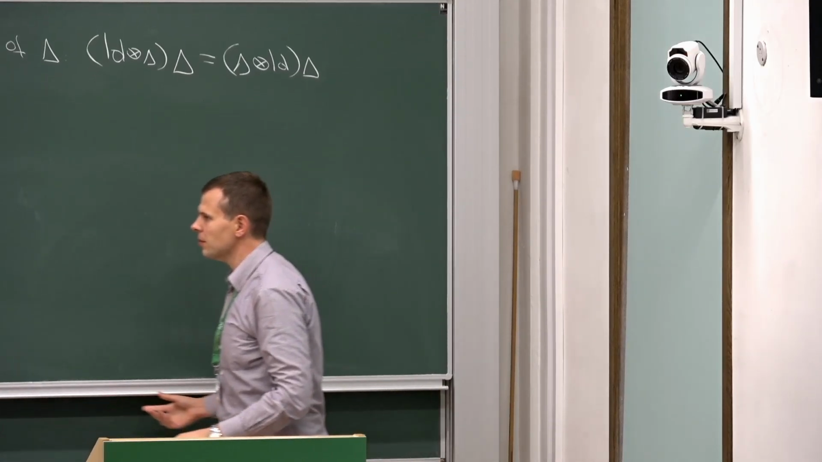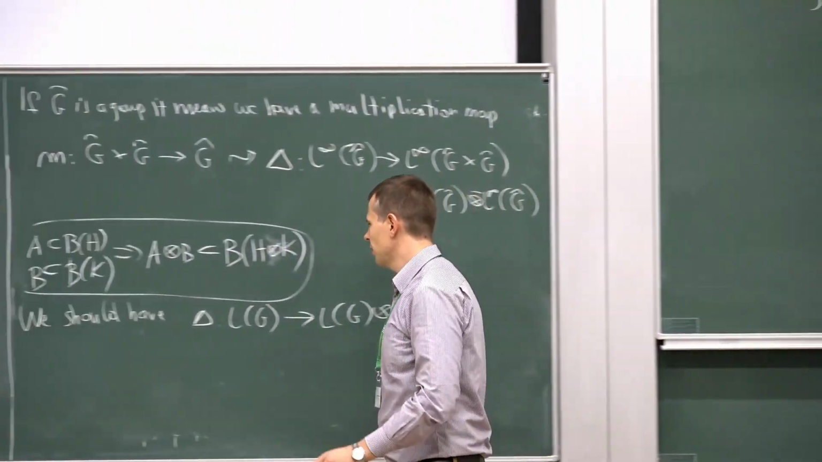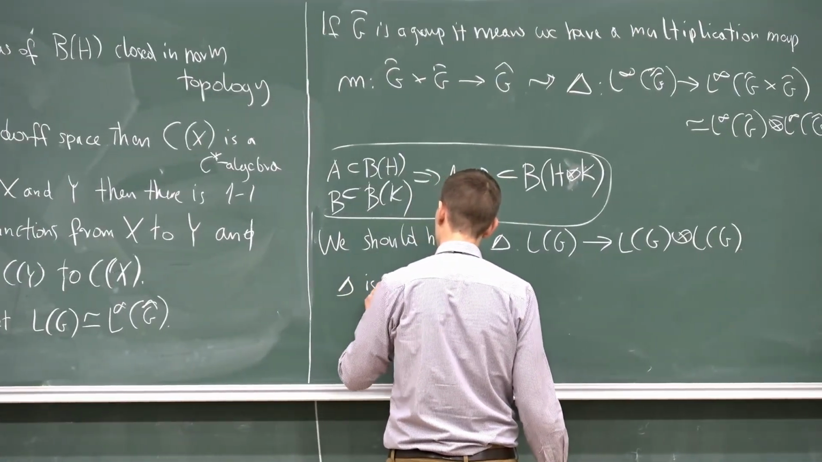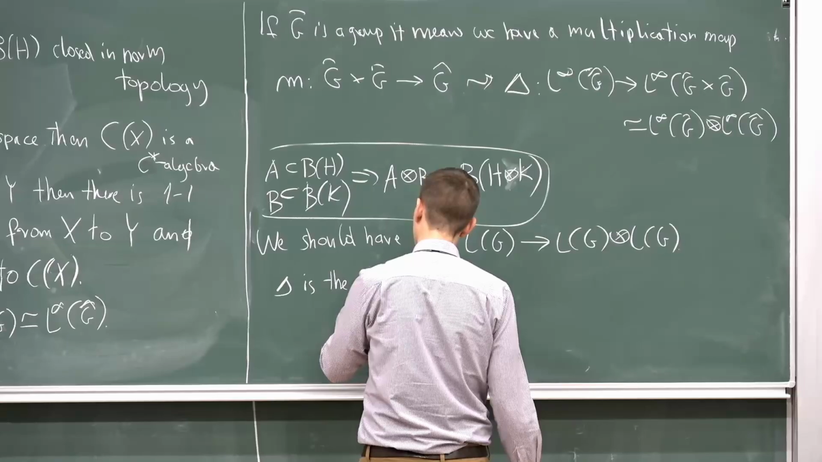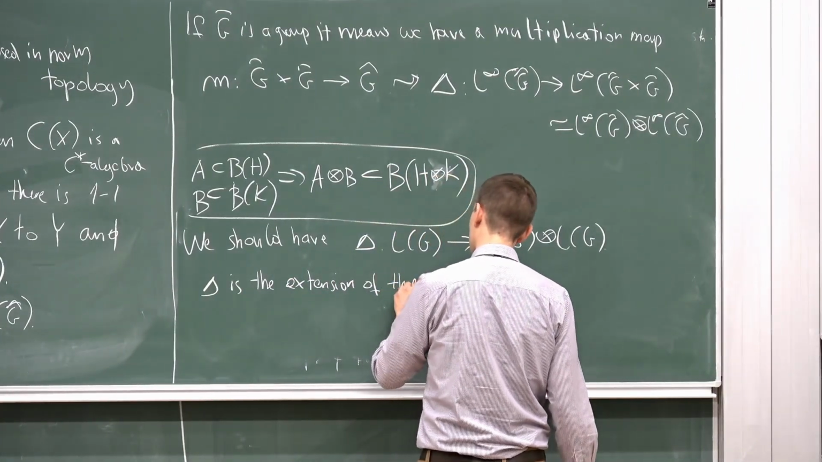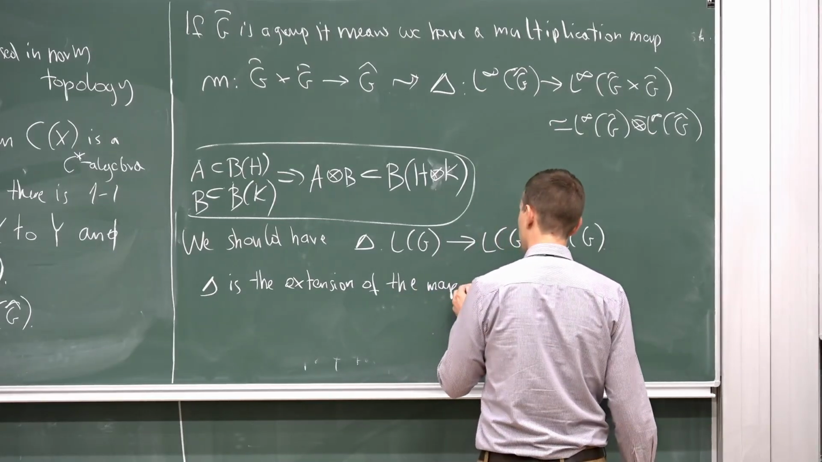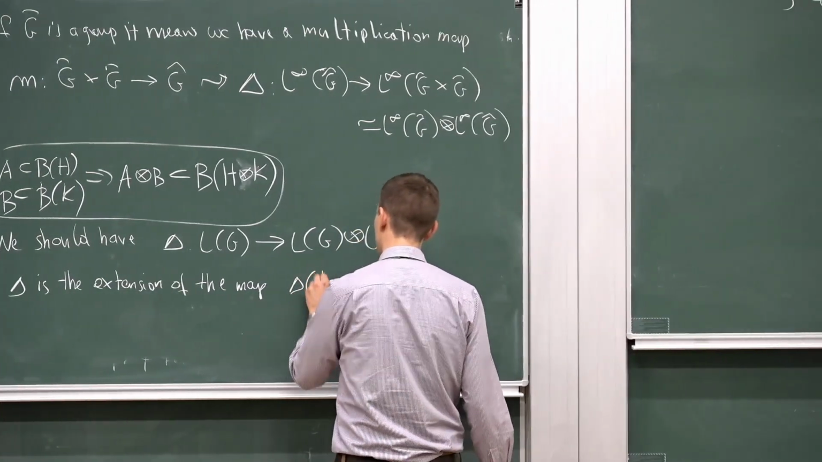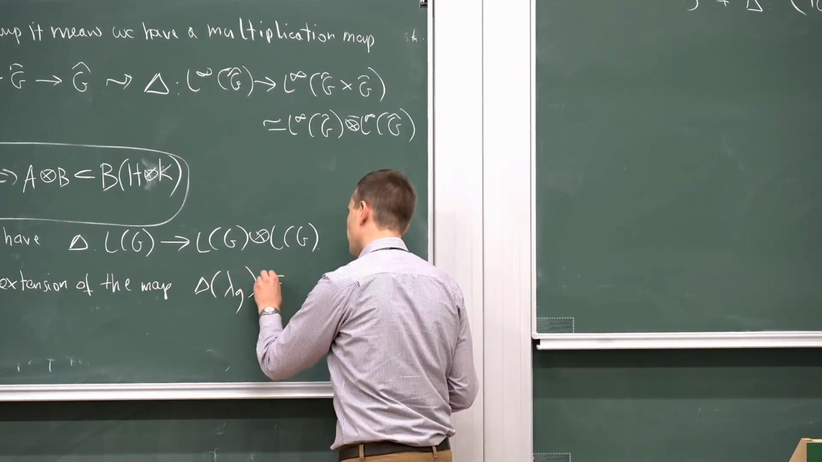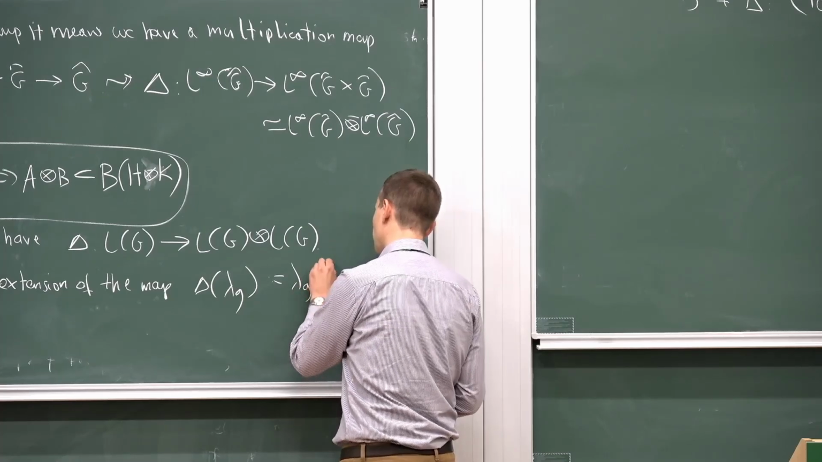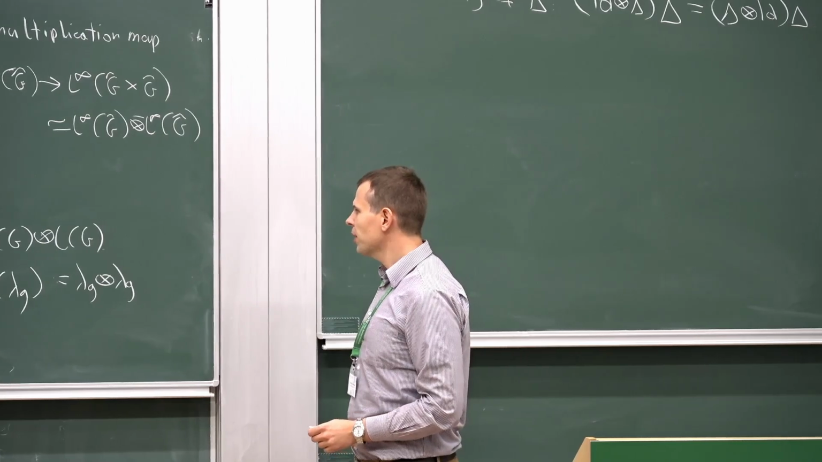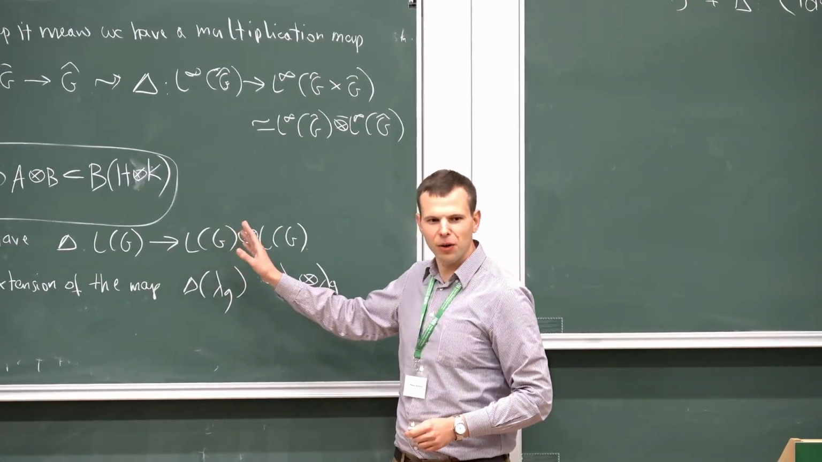Okay? And then what is this map? So in this specific case, we have this map. So delta is the extension of the map we define on these shifts. So this is just shift by a group element G, and on these elements we define that this is lambda G tensor lambda G. Okay, so we have a candidate for the analog of a multiplication.